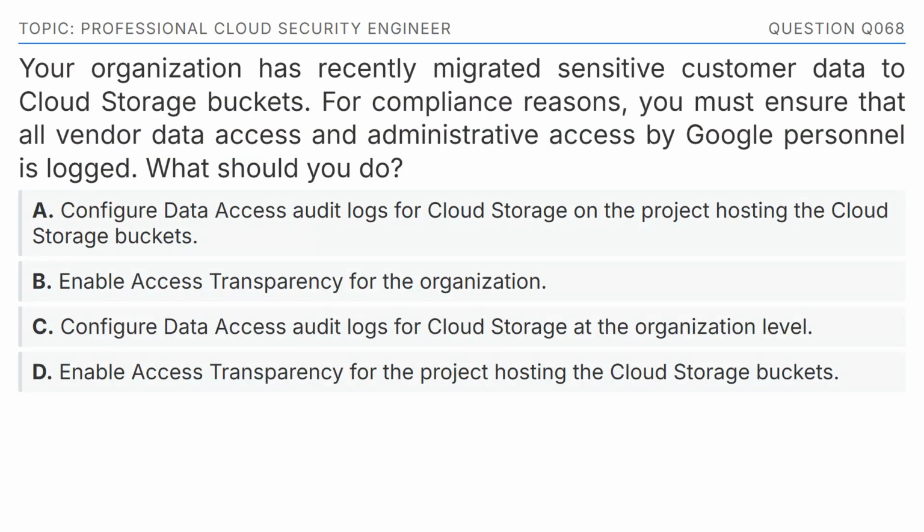Your organization has recently migrated sensitive customer data to cloud storage buckets. For compliance reasons, you must ensure that all vendor data access and administrative access by Google personnel is logged. What should you do? The options are: Option A, configure data access audit logs for cloud storage on the project hosting the cloud storage buckets. Option B, enable access transparency for the organization. Option C, configure data access audit logs for cloud storage at the organization level. Option D, enable access transparency for the project hosting the cloud storage buckets.